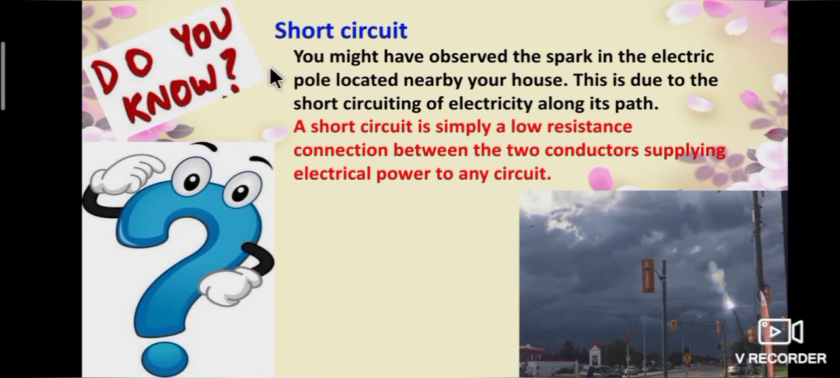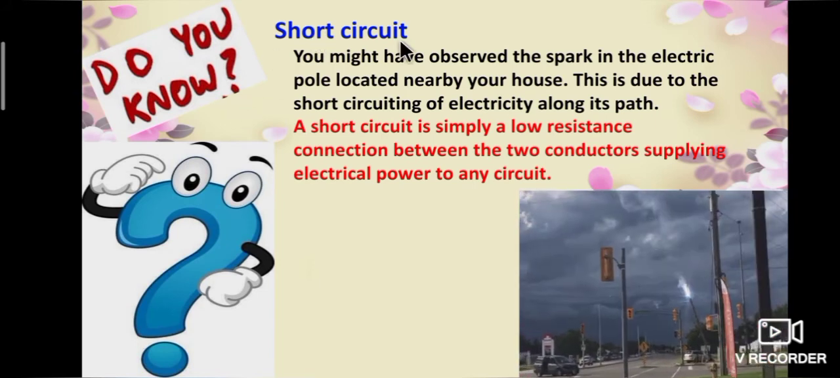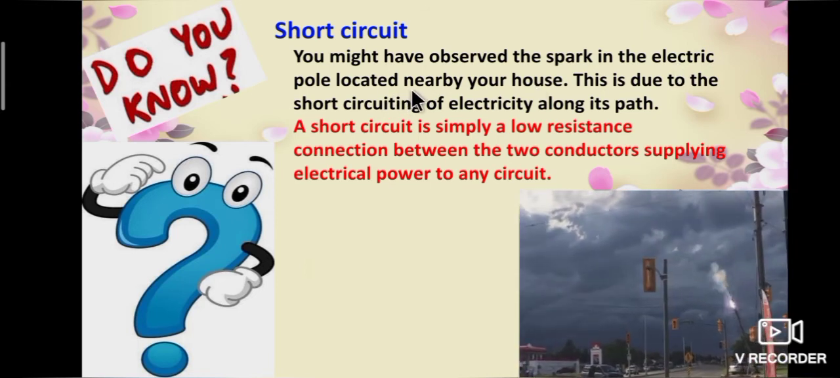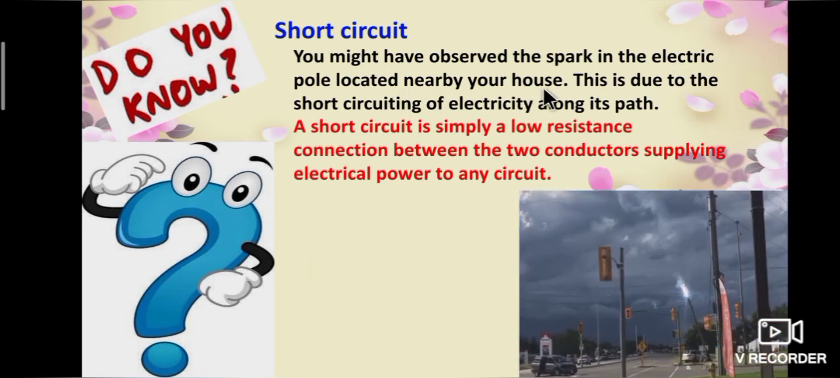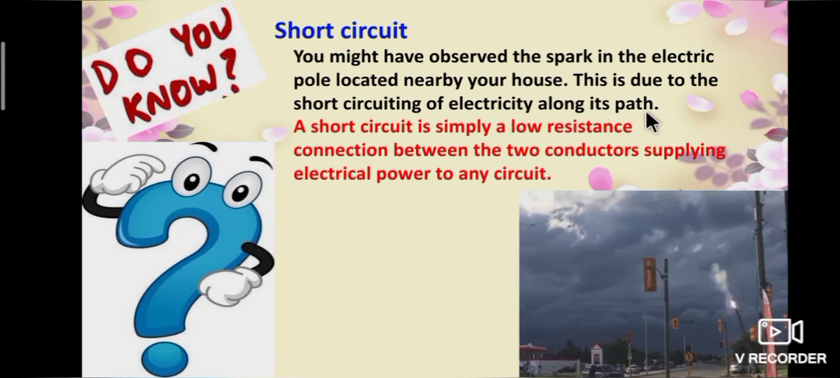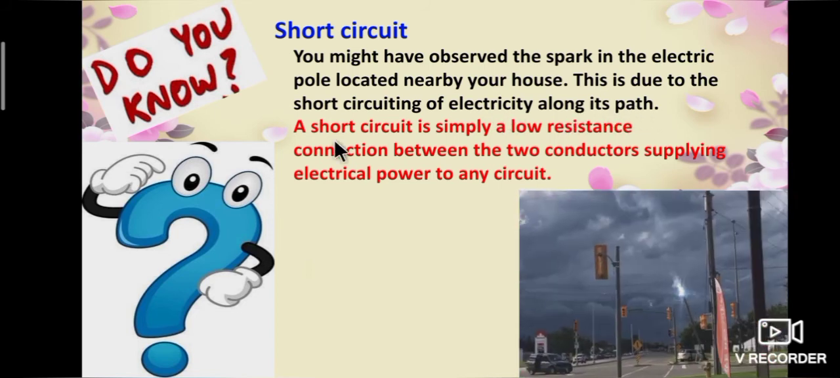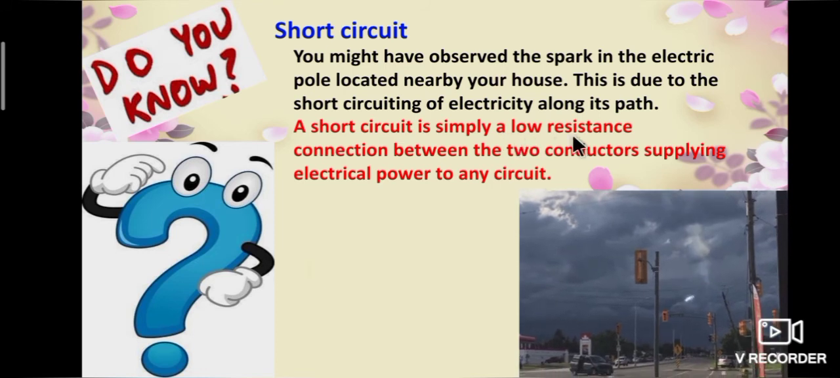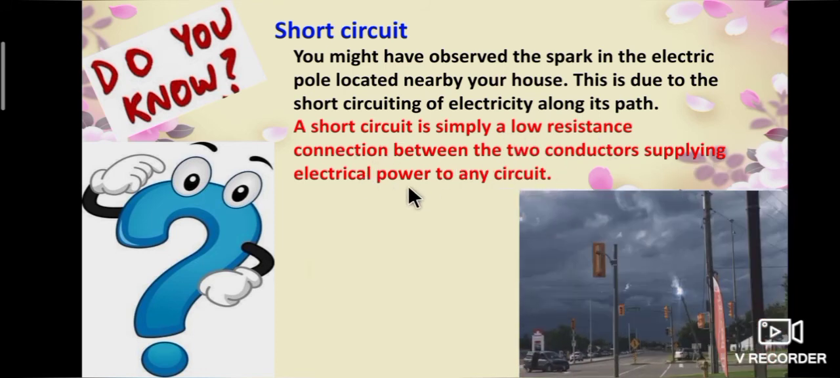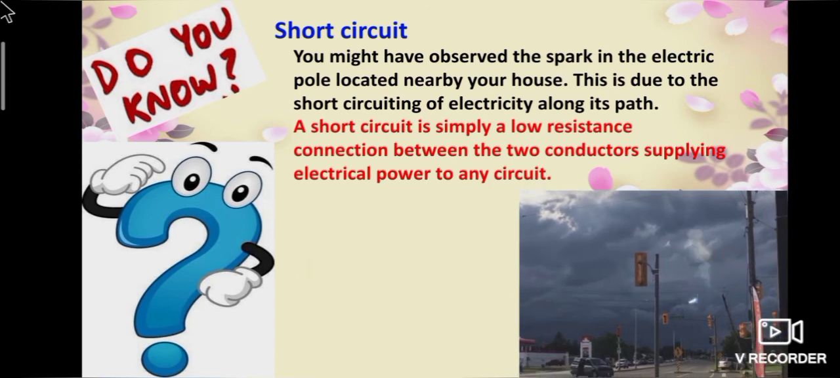Do you know, students, about short circuit? You might have observed the spark in the electric pole located nearby your house. This is due to the short circuiting of electricity along its path. A short circuit is simply a low resistance connection between the two conductors supplying electrical power to any circuit.